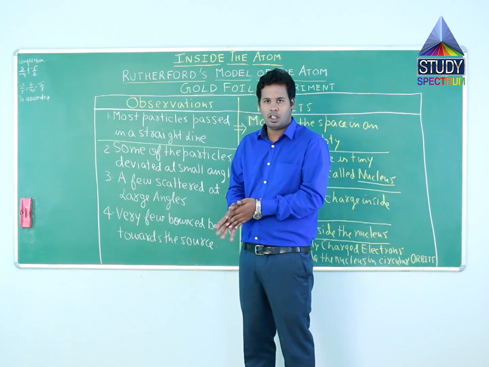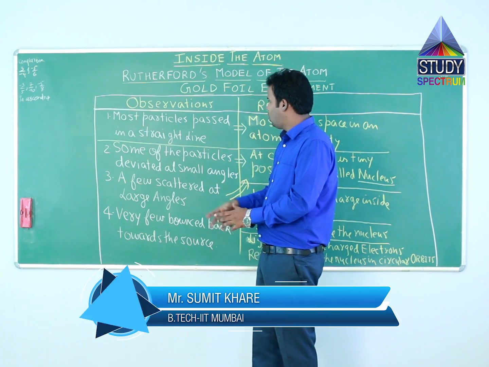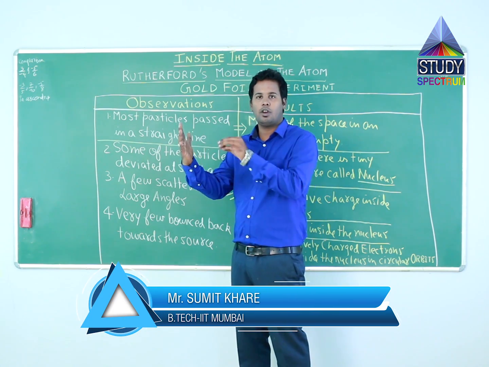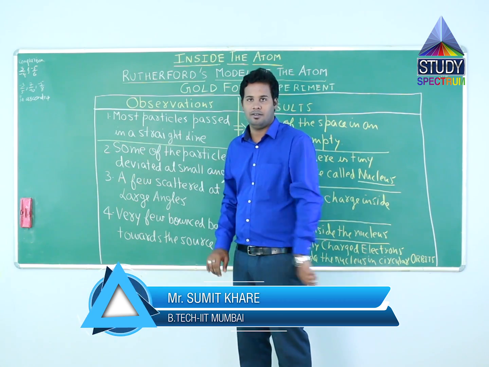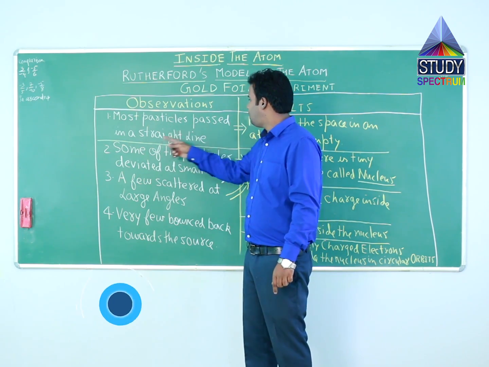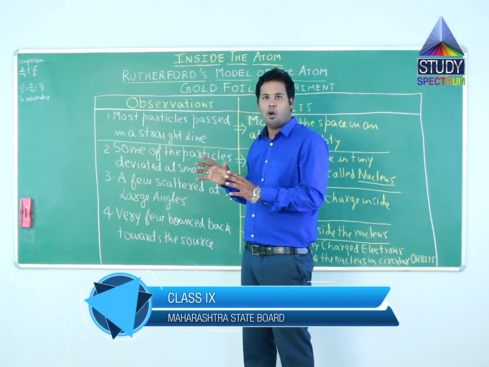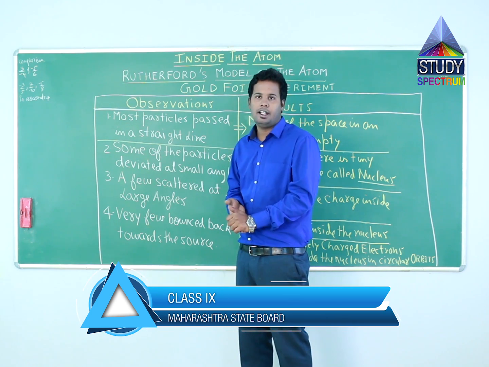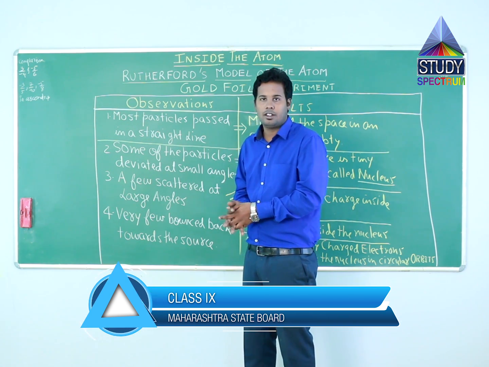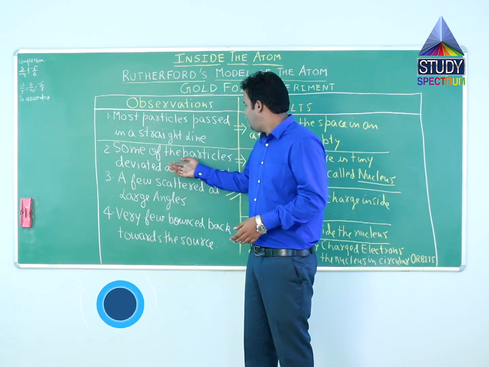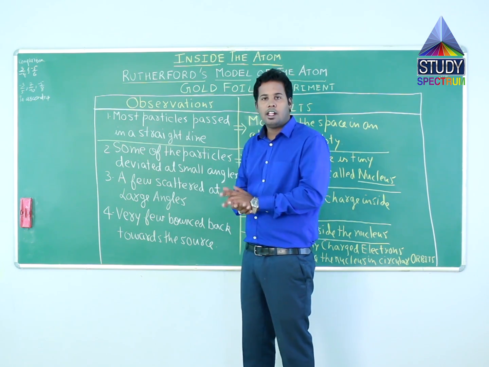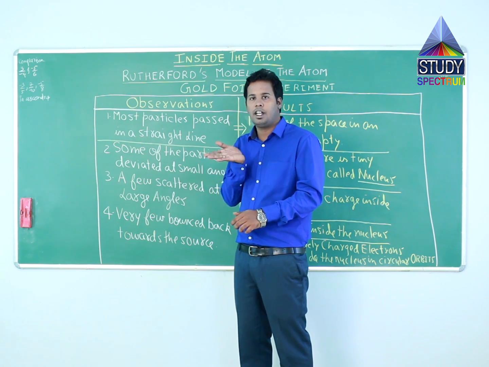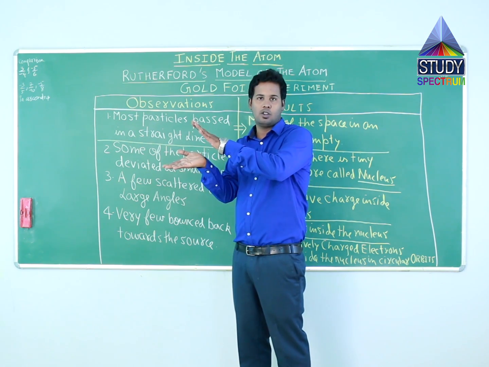So what were the observations? The very first observation, like I said, was that he saw most particles pass in a straight line. Why? Because most of the scintillations were shown at the center of the zinc sulfide coated screen. Some of the particles deviated at small angles. We have talked about that, and we have seen it in the experiment setup also. Some of the particles were deviated at small angles below and above.